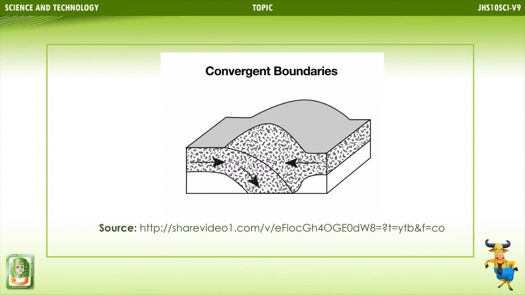For example, we see different things happening when it's oceanic crust colliding with oceanic crust, as opposed to when it's continental colliding with continental, and so forth. And so we have a few different types of convergent boundaries.